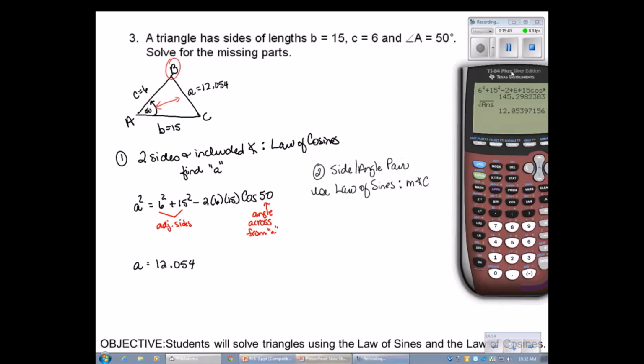So I'm going to use my side angle pair. The sine of 50 divided by 12.054 is equal to the sine of angle C over 6. So 6 times the sine of 50 divided by 12.054 is equal to the sine of C.